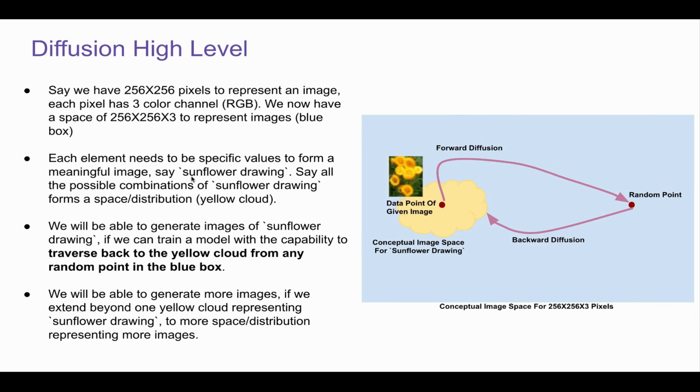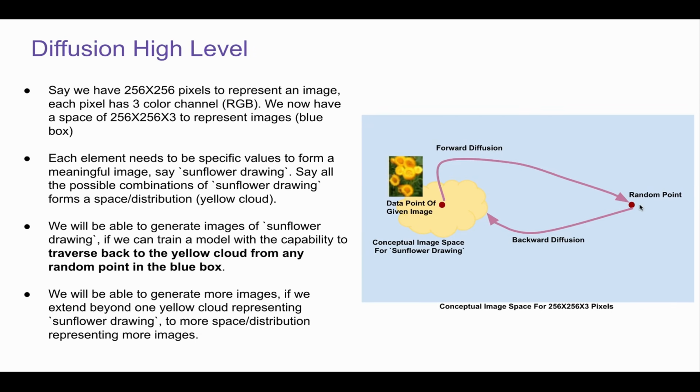Say if we want to form a sunflower drawing, all the possible combinations of pixels forming sunflower drawings make up a space or distribution. Let's say it's represented by this yellow cloud. If we can train a model with the capability to traverse back to the yellow cloud from any random point in the blue box, we will be able to generate images of sunflower drawings. And if we extend beyond one yellow cloud representing sunflower drawings to more spaces or distributions representing more kinds of images, we will be able to generate any images.